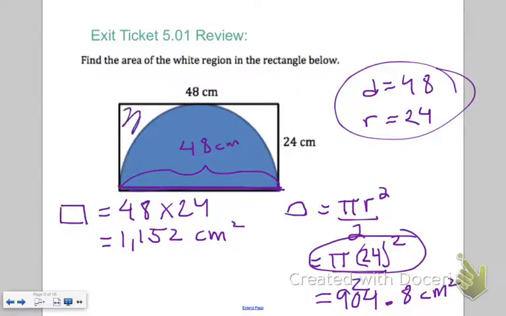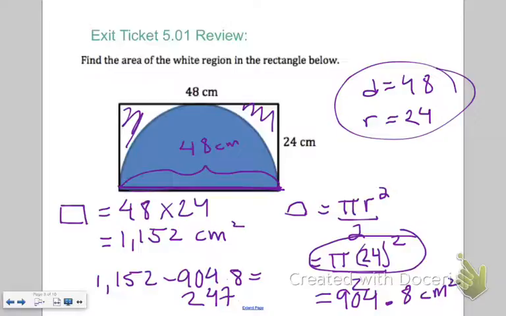Now if we only want this white region, we subtract the area of the semicircle from the total area of the rectangle. And that's going to give us a grand total of 247.2 centimeters squared in the white region. If you made a rounding error in yesterday's exit ticket, you weren't penalized, but be sure to be very careful with rounding on today's exit ticket because that's one thing that we're going to be checking for.